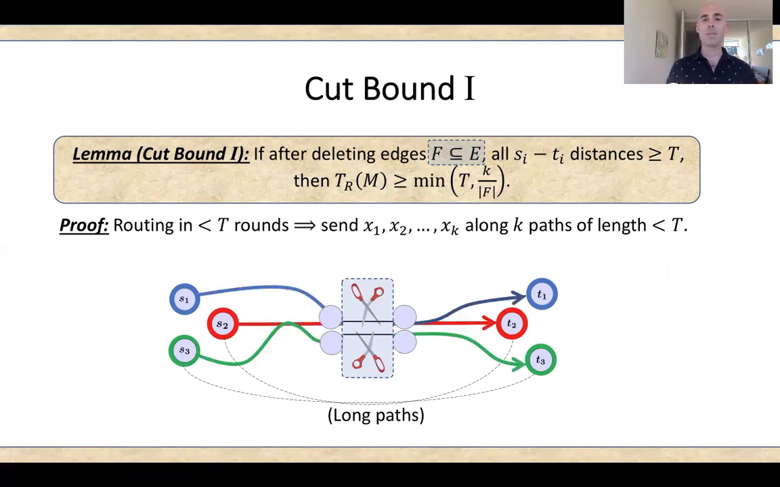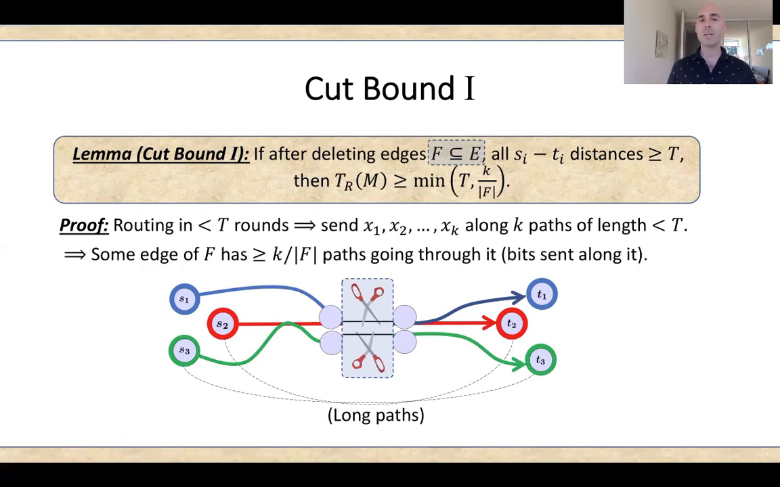So what this means is that there's k bits of information that will have to be sent along f edges. By the pigeonhole principle, one of these has k over f bits going through it. And by the congestion constraint, this means this instance will require at least k over f rounds to solve using routing. Okay, so we have some non-trivial bound. Notice that I claim that this bound only holds for routing, and let me convince you of this fact.